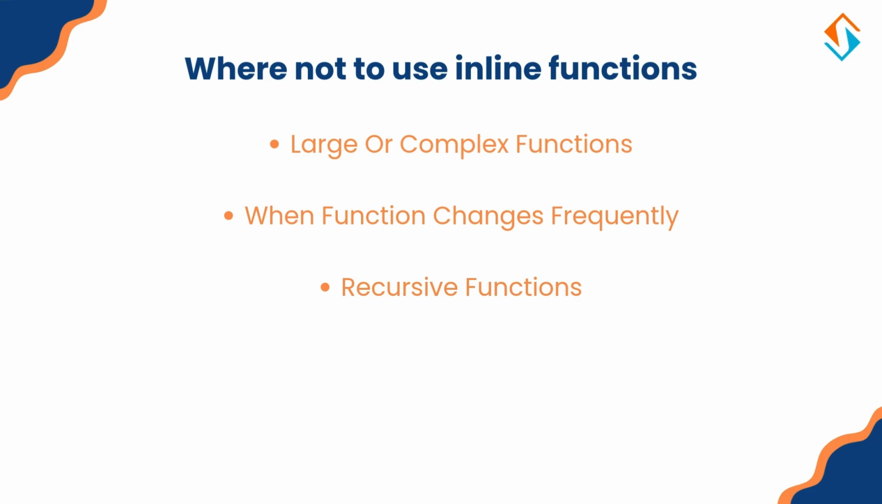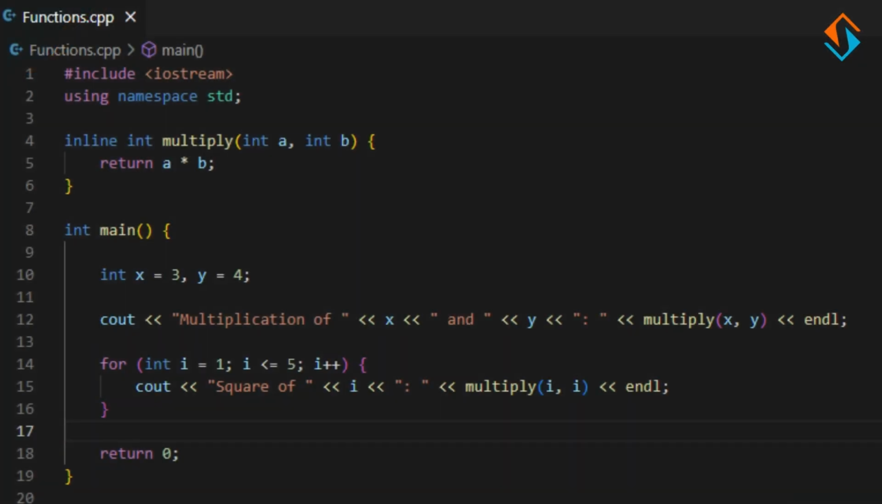Here's the thing. The inline keyword is just a suggestion to the compiler. It's not a command. The compiler ultimately decides whether to inline a function or not. Modern compilers are really smart and may choose to inline a function even if you don't explicitly mark it as inline, or ignore the inline keyword if the function is too complex. Let's bring everything together with a practical example. In this example, the multiply function is short, frequently used, and performance critical, making it a perfect candidate for inlining.